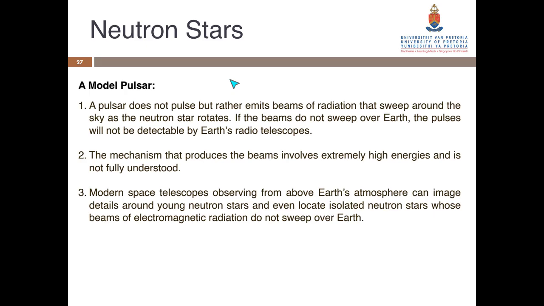Secondly, the mechanism that produces the beams involves extremely high energies and is not fully understood. And then lastly, modern space telescopes observing from above Earth's atmosphere can image details around young neutron stars and even locate isolated neutron stars whose beams of electromagnetic radiation do not sweep over Earth.